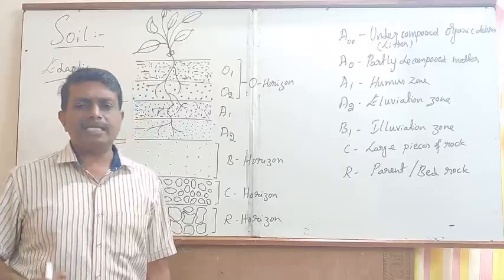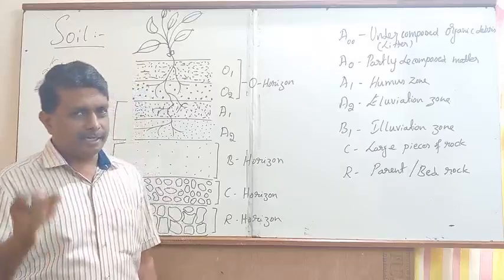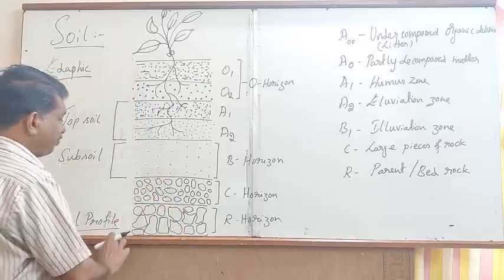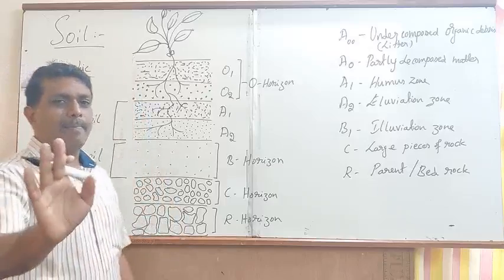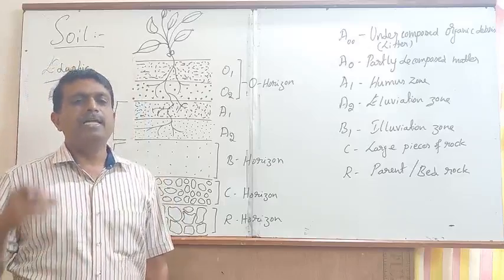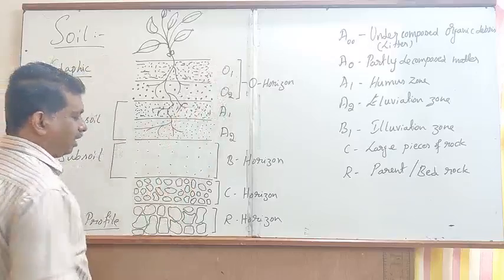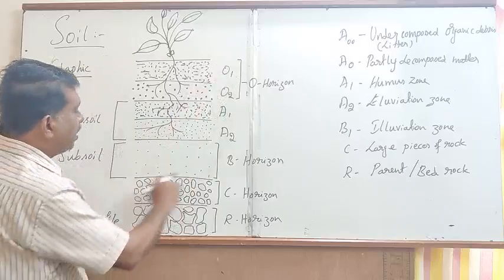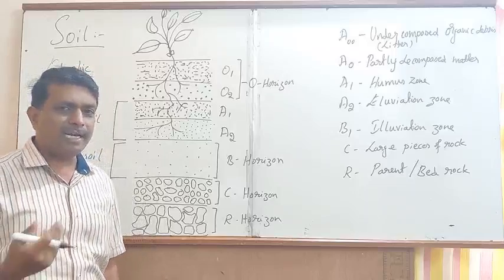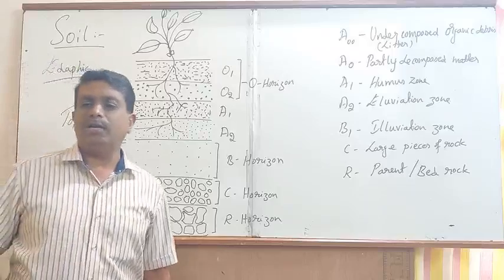The chief characteristic features of the soil are studied by making use of soil profile. The soil profile is defined as the vertical arrangement of different layers of the soil. The vertical arrangement of different layers of the soil is purely designated as soil profile.